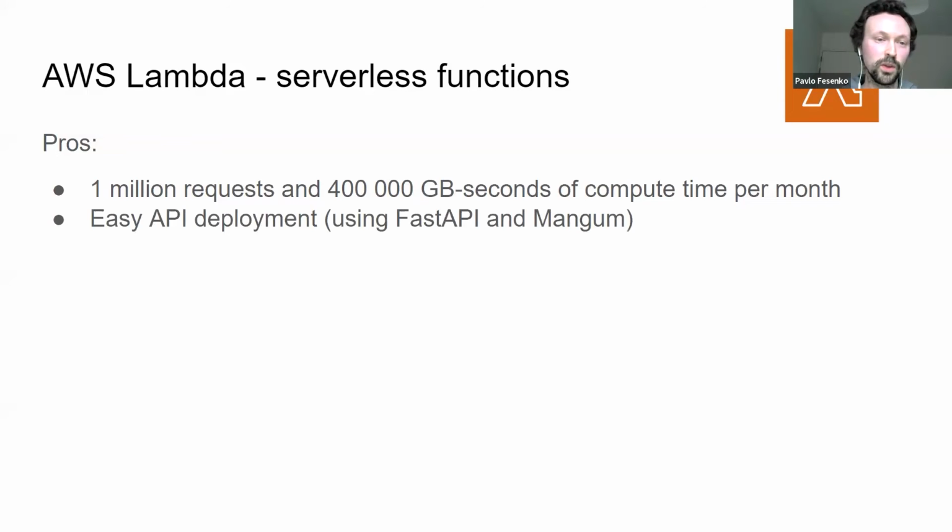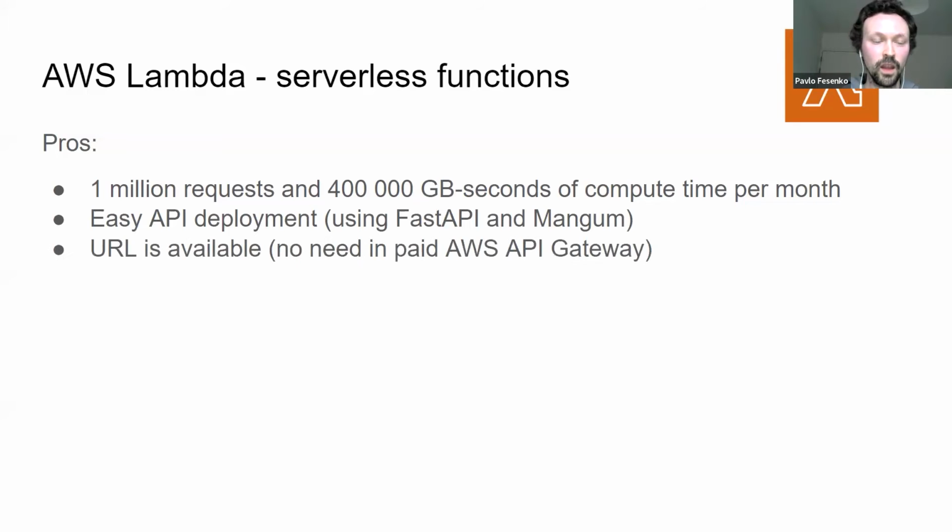It's very easy to do an API deployment to Lambda functions using popular Python libraries such as FastAPI and Mangum. It's a breeze. And you can also create a URL that will open your Lambda function to the internet. So you don't need to pay for services like API Gateway, and it's great.